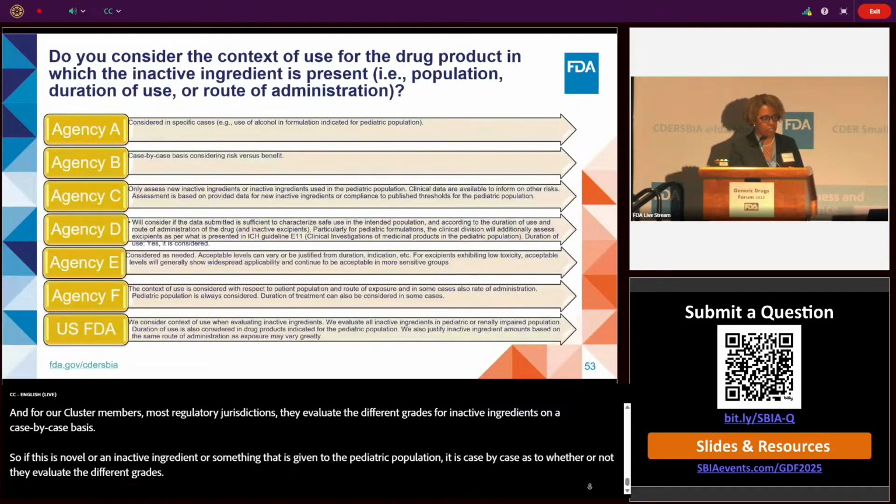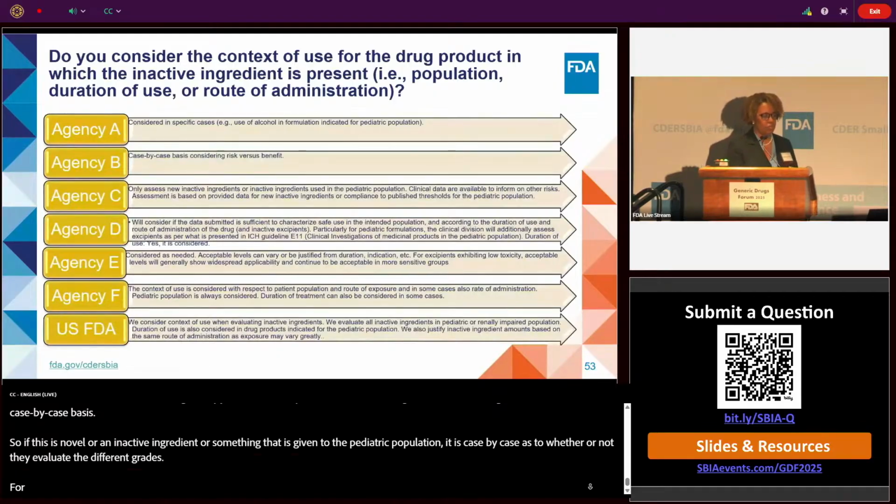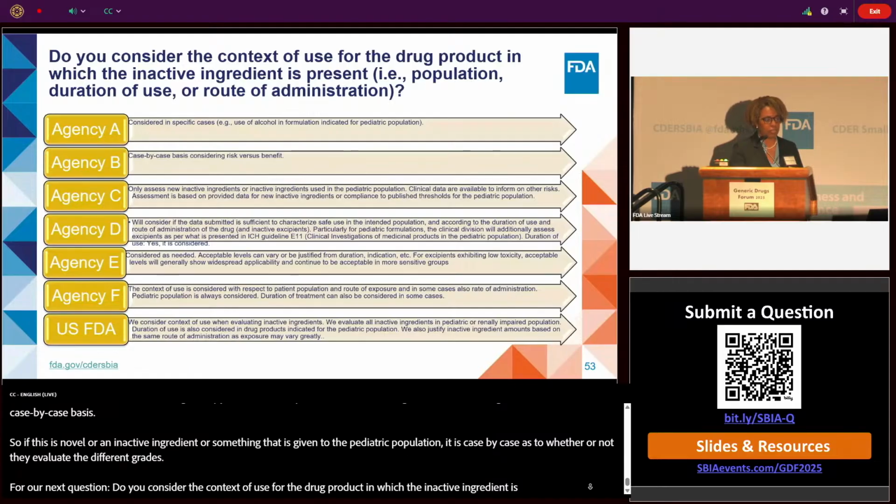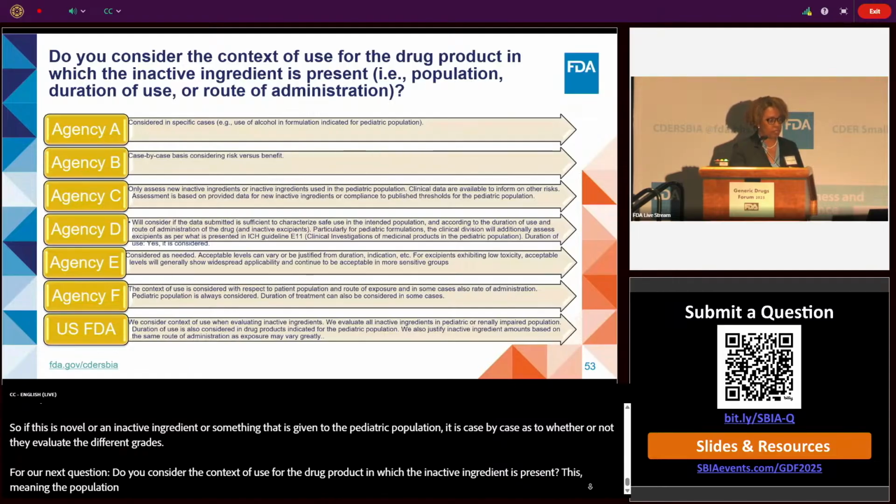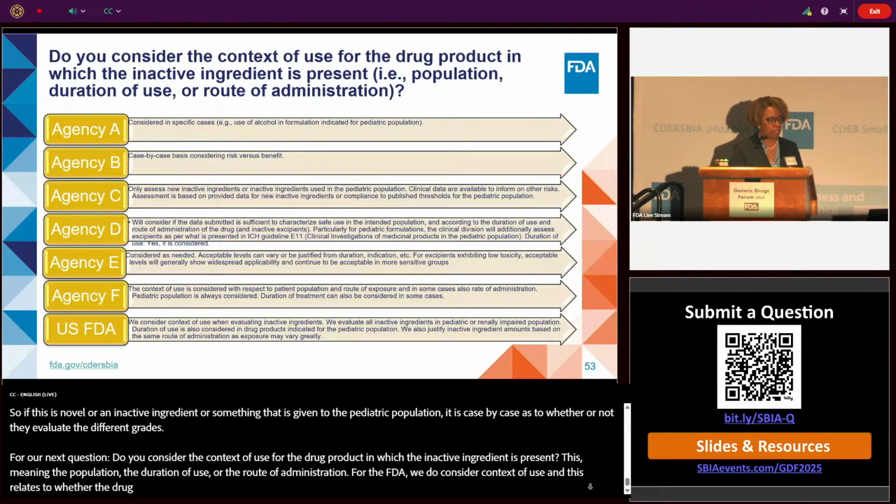For our next question, do you consider the context of use for the drug product in which the inactive ingredient is present? This meaning the population, the duration of use, or the route of administration. For the FDA, we do consider context of use. And this relates to whether the drug product is indicated in the pediatric population, the renally impaired. We also take duration of use into consideration. Is it acute, chronic? That is part of our standard practice.